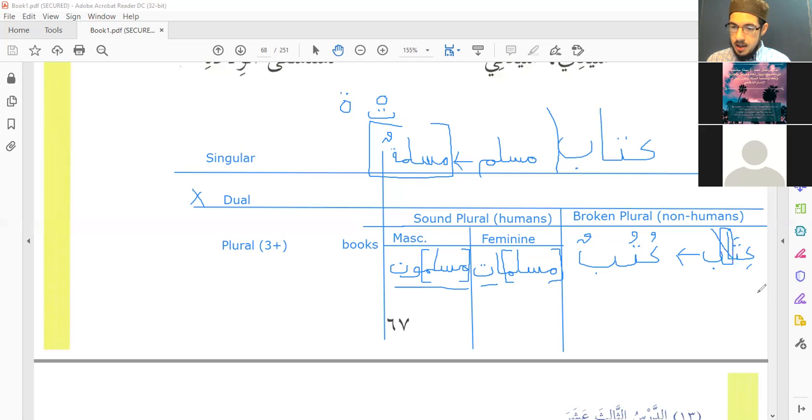Okay, let's take a couple other examples. So we have, go with the kaf again, kelb. A dog. First letter has a fatha. Lam has a sukoon, and then the last letter is up to the grammar. Okay? What's the plural? Kilab.